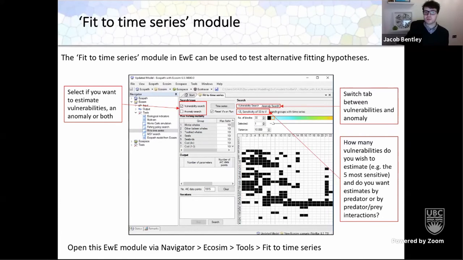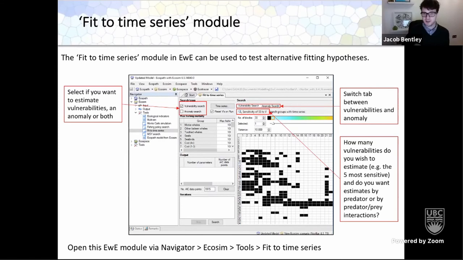search for how many vulnerabilities you want to estimate. You can estimate either predator or predator-prey vulnerabilities. If you estimate a predator vulnerability, it will estimate one value across all of the predator's prey. So for example, if you estimated a predator vulnerability for column two, it would estimate one value between one and infinity across all of those prey. So that predator would have the same top-down or bottom-up impact across all of its prey.